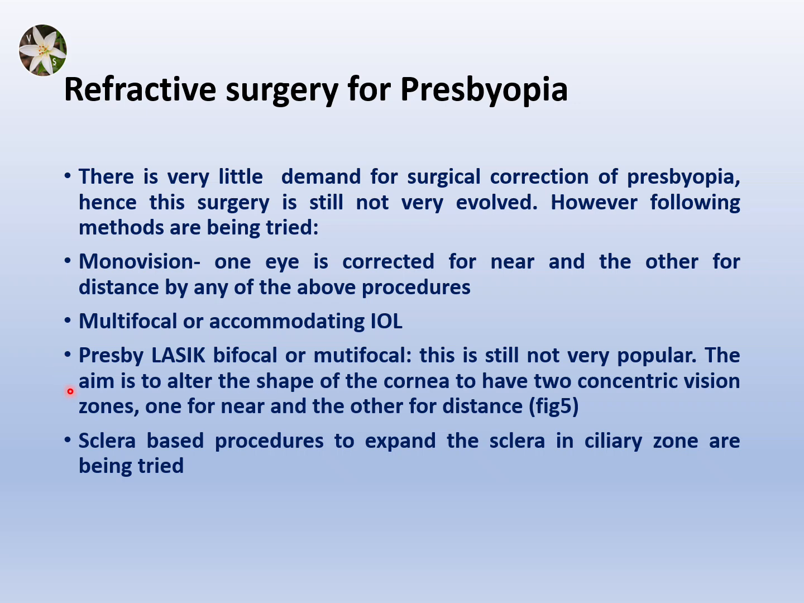The aim is to alter the shape of the cornea to have two concentric vision zones, one for near and the other for distance, as shown in figure 5. Some sclera-based procedures to expand the sclera and ciliary zone are also being tried. The aim of this particular session is not to go into details of the surgeries which are still being evolved.